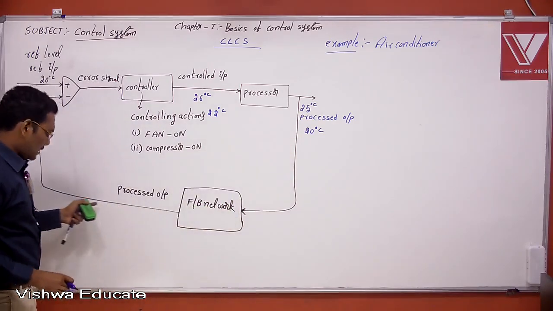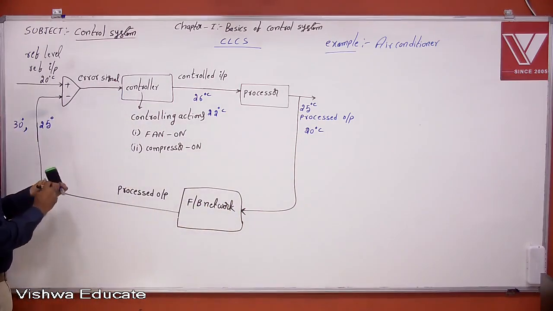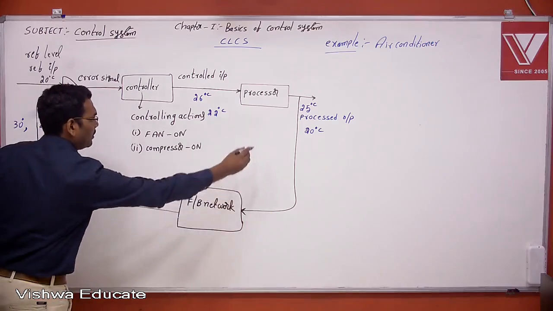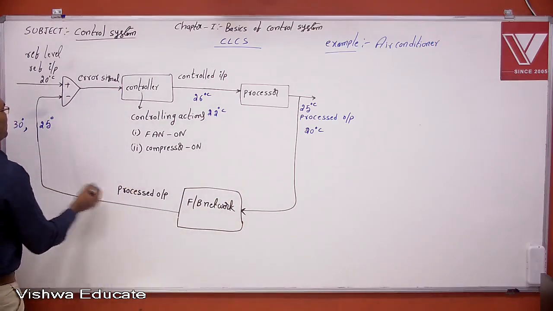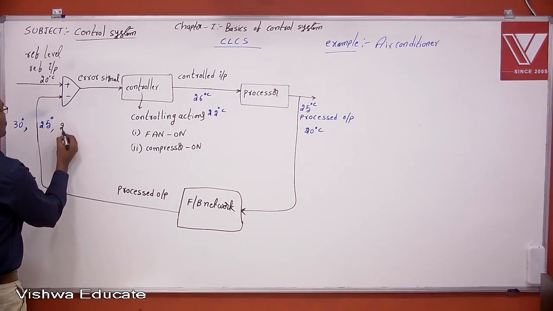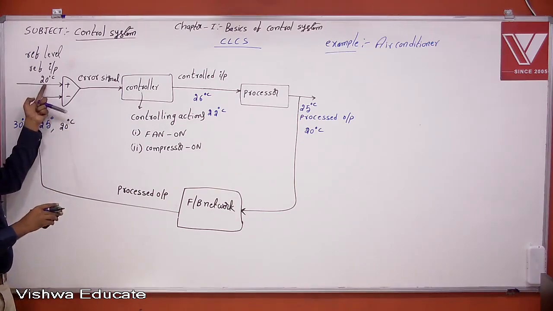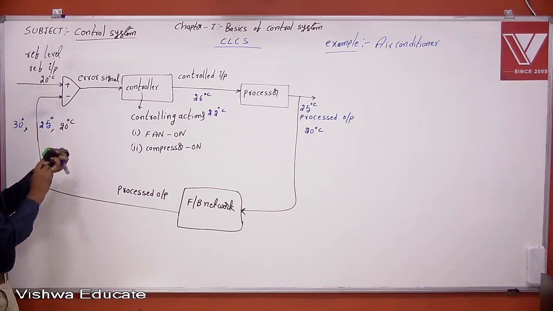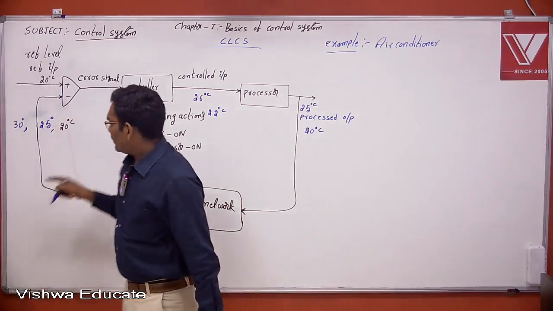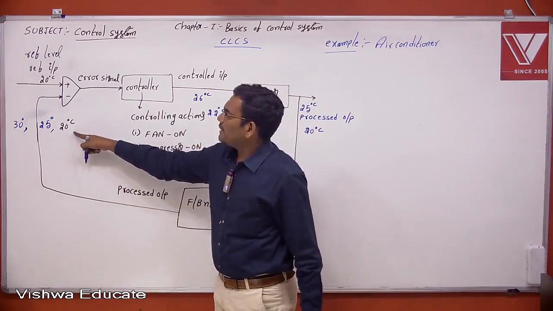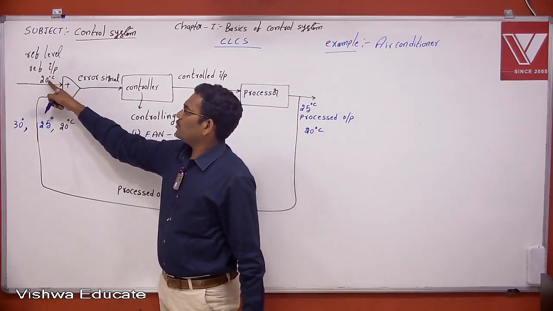Now this 20 degrees centigrade is coming here. The feedback network will bring the processed output. What is the processed output? Now it is 20 degrees centigrade. Now this 20 degrees centigrade is compared with a reference level. Is there any deviation? The processed output is 20 degrees centigrade and the reference level is 20 degrees centigrade.